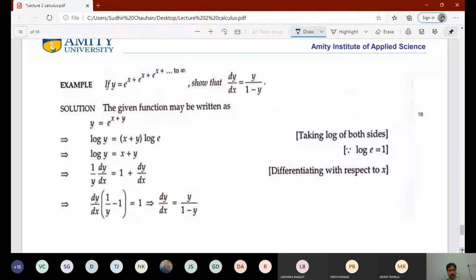So this is the last question. y is equal to e raised to power x plus e raised to power x plus e raised to power x and so on. You can easily do it. From here you can again write it as y, and then it is e raised to power x plus y. Taking log we get this, then differentiating we get this as the answer.